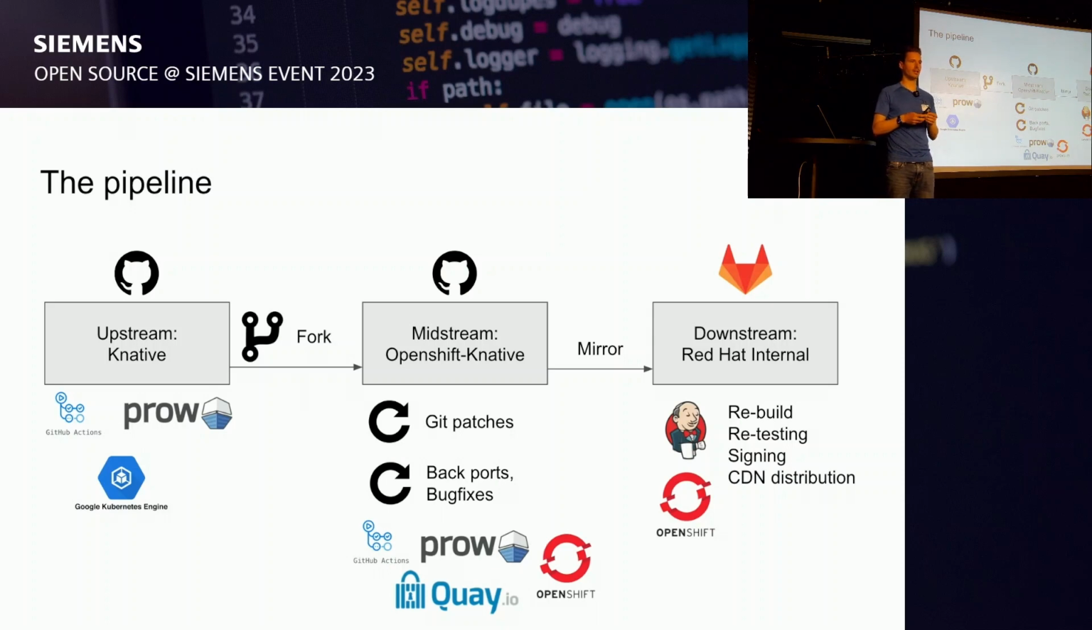And then for the bits that you as a customer actually get in your clusters, we mirror that whole thing internally. There we have GitLab, just to add another tool. We rebuild everything using Jenkins. And then sign stuff and distribute to CDNs and stuff like that. But as you can see, we have a whole zoo of tools in here.